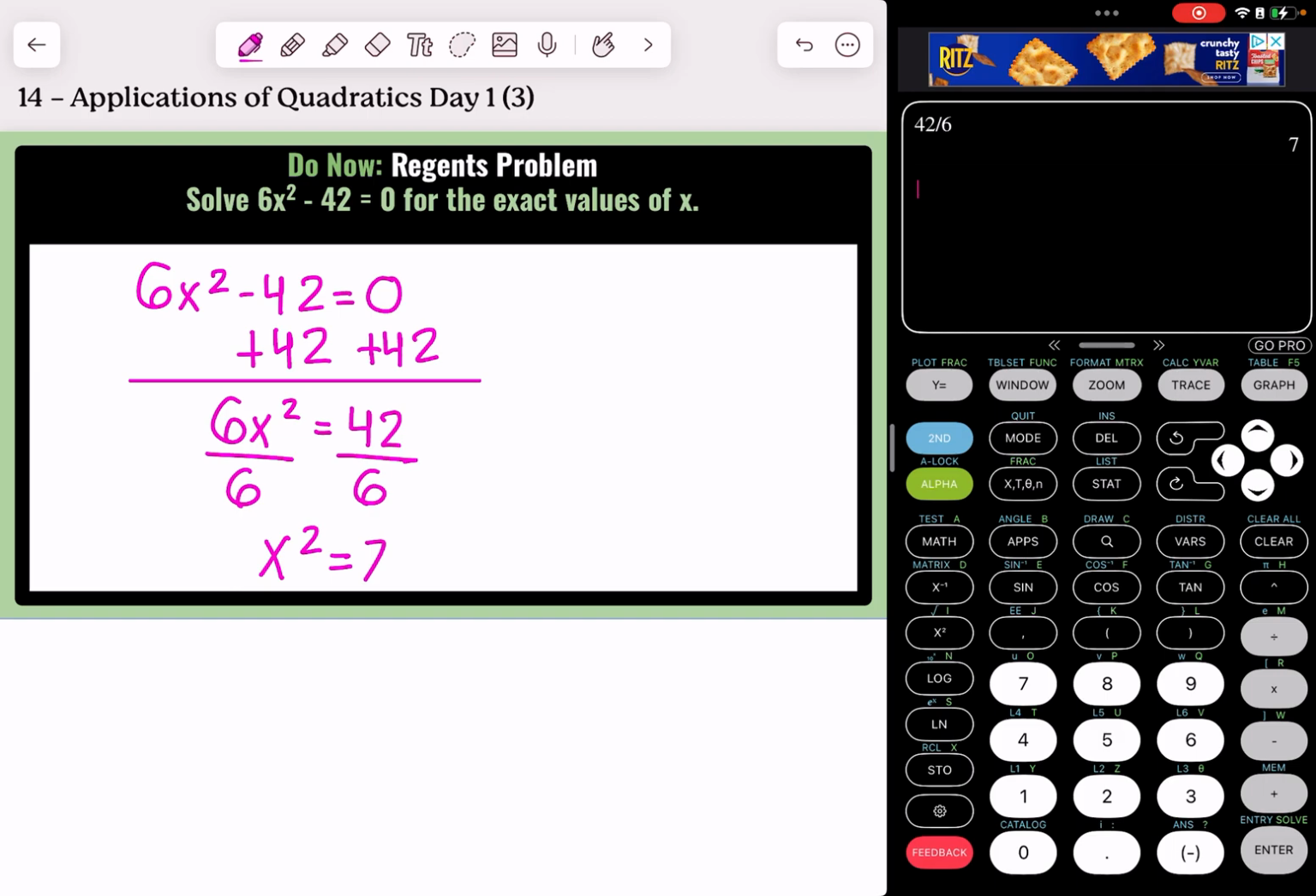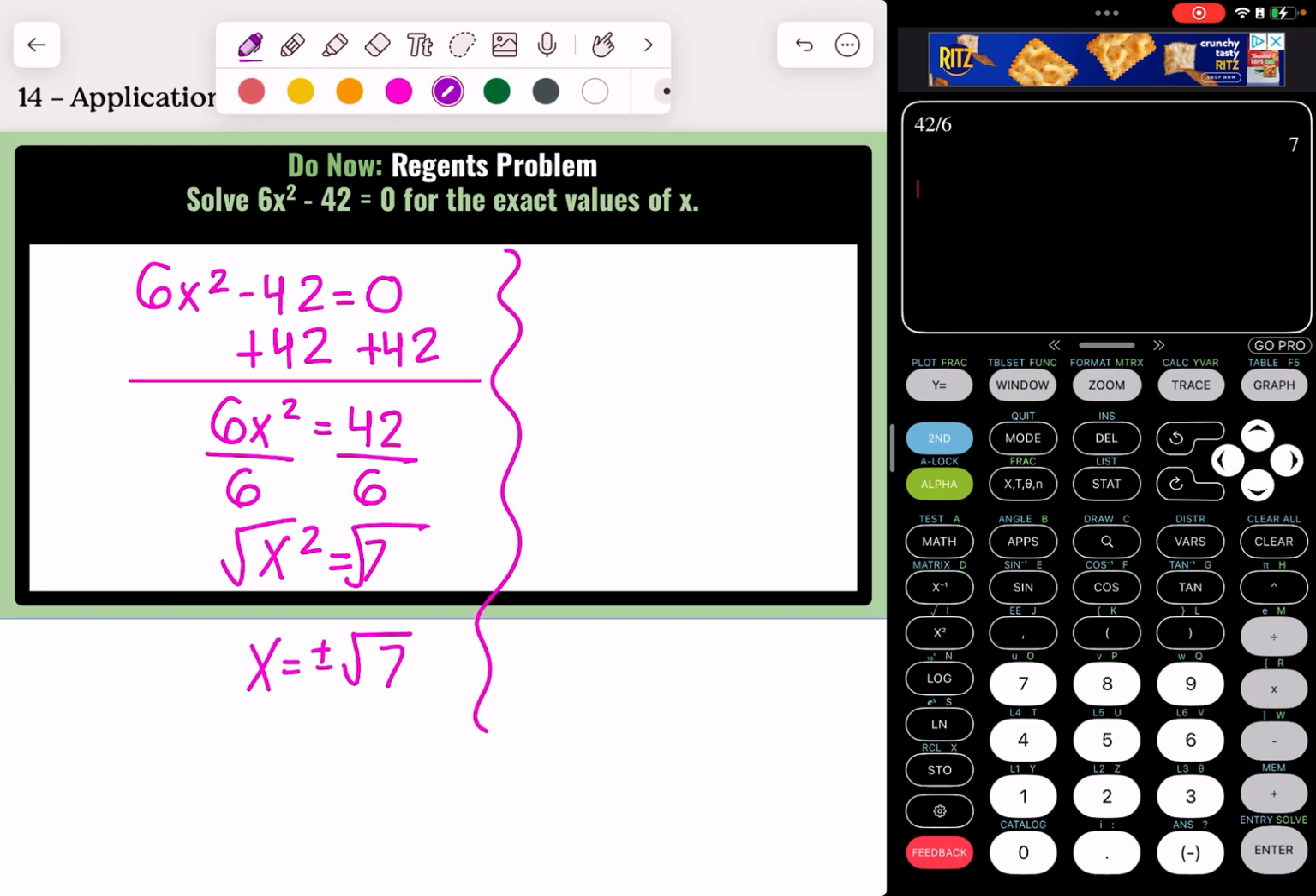And now I don't want that squared there, so I'm going to take the square root of both sides. And that would give me x equals plus or minus the square root of 7. Let me show you another way you might have thought to do it. Another way you might have thought to do it was, let me factor.